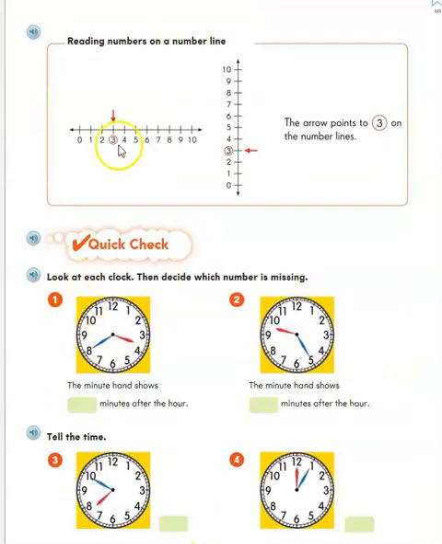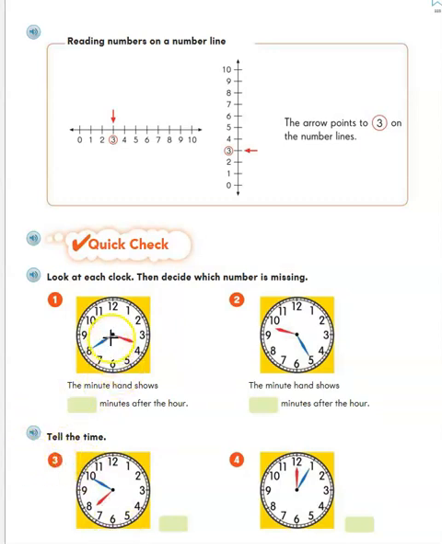Okay, this next page is just showing us a couple number lines. We see that the arrow is pointing to 3 on each number line, and hopefully we remember that this is a horizontal number line and this one is a vertical up and down number line. Okay, so let's just quickly go through our quick check so we know we are ready for this chapter. So I'm going to turn on my little tools so I can write on here.